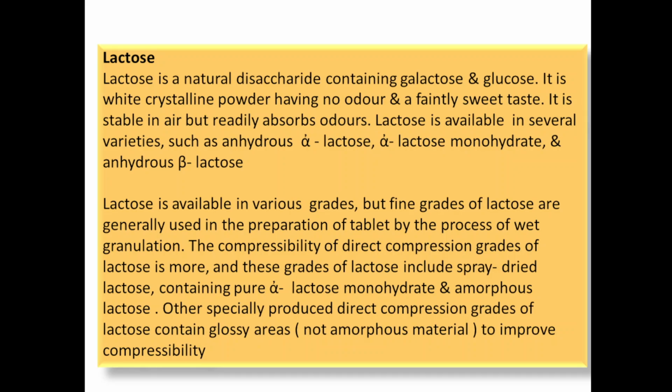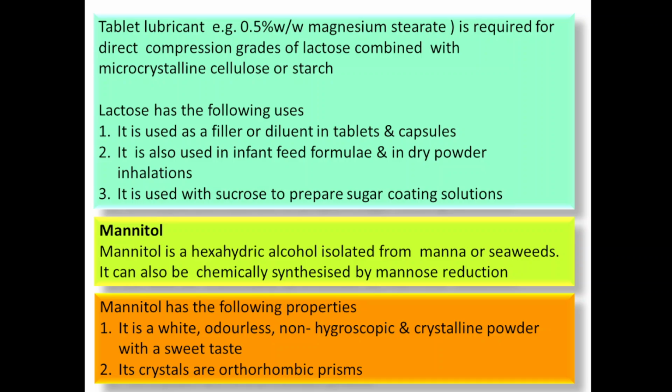The compressibility of direct compression grades of lactose is higher. This grade of lactose includes spray-dried lactose containing pure alpha lactose monohydrate and amorphous lactose. Other specially produced direct compression grades of lactose contain glassy areas to improve the compressibility. A tablet lubricant, for example 0.5% weight by weight magnesium stearate, is required for direct compression grades of lactose combined with microcrystalline cellulose or starch. So to compress the tablet, the lactose should be combined with microcrystalline cellulose or starch, and the lubricant which is added is magnesium stearate.